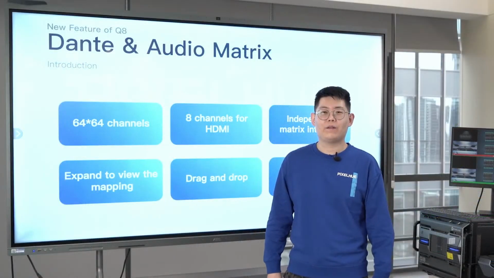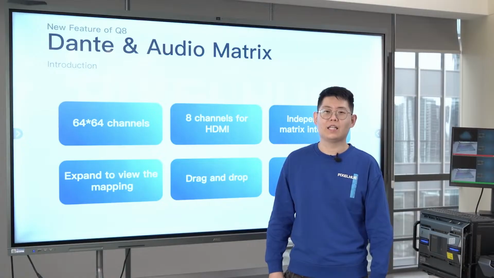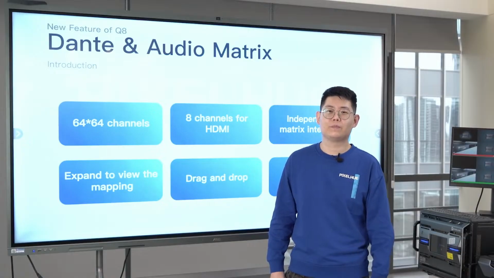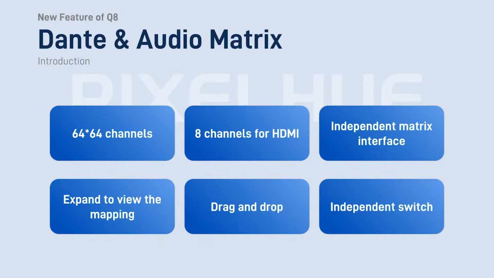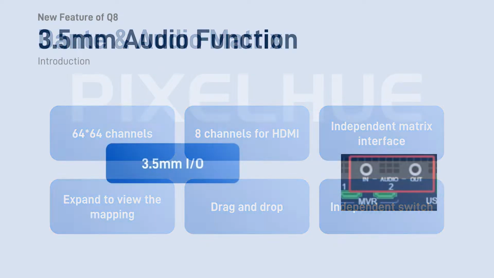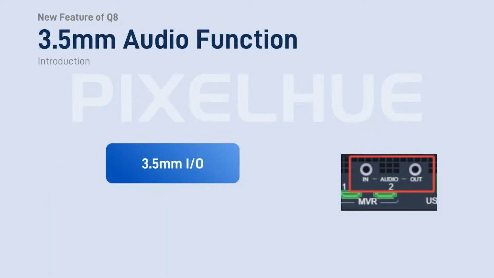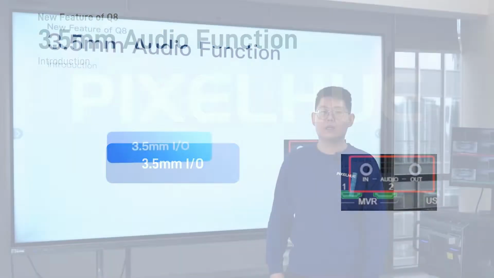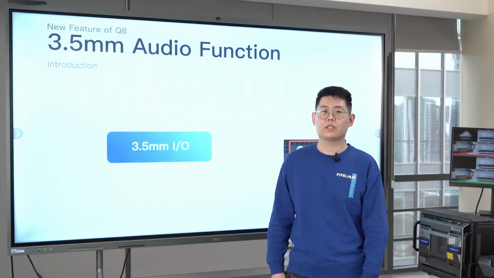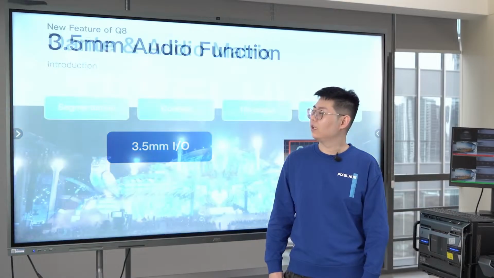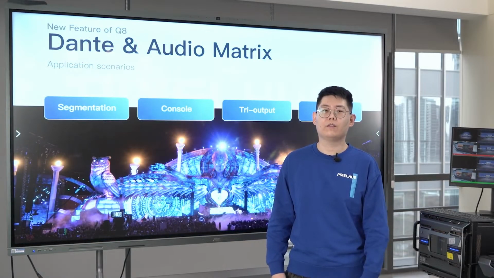I know many of you have been asking about the Dante feature, and I'm excited to share some great news. After a long wait, the Q8 now fully supports Dante with 64x64 channels, which can be configured using our Pixelhue software. Plus, the 3.5mm audio jack is now functional after this update. Imagine managing multiple audio inputs and outputs. Previously, you needed a lot of cables, but with the Dante feature, you only need one cable for all that.